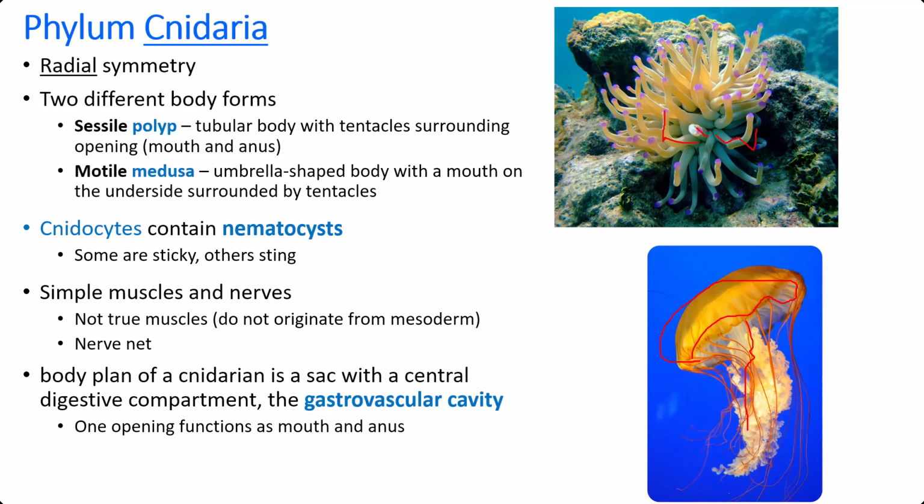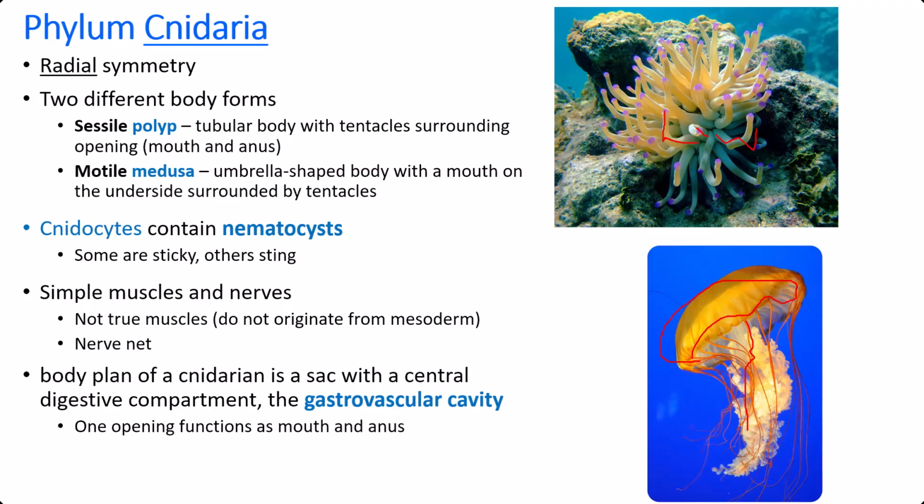Cnidarians in general have simple muscles and nerves. Their muscles don't originate from the mesoderm, since they only have two tissue layers, so they're not true muscles. Jellyfish and other cnidarians have a simple nervous system with a nerve net. Their body plan, we'll talk more about in our animal form and function unit, but they have a sac with one opening for the mouth and anus, and that is called the gastrovascular cavity. That gastrovascular cavity functions both in digestion and circulation, hence gastrovascular cavity.